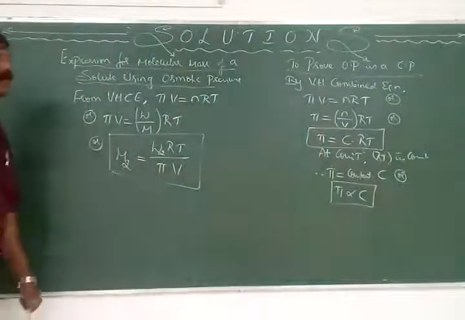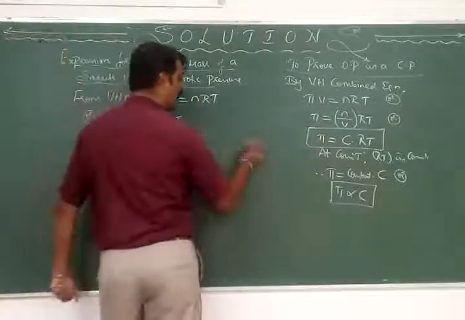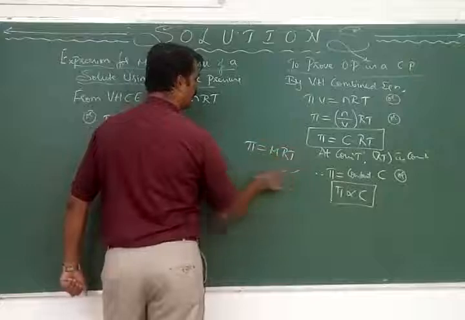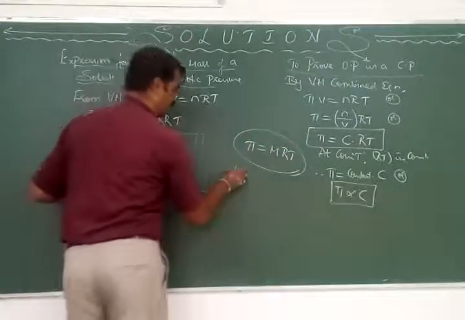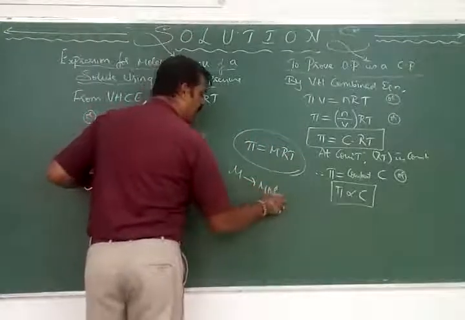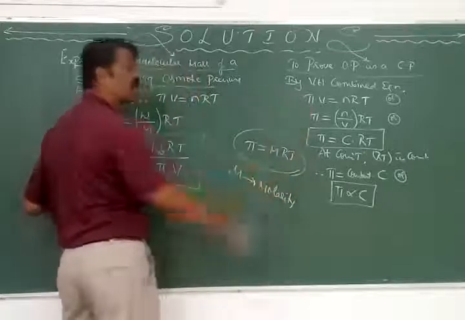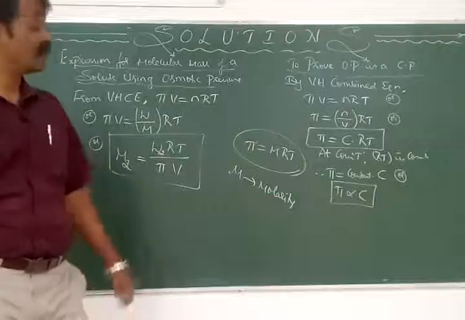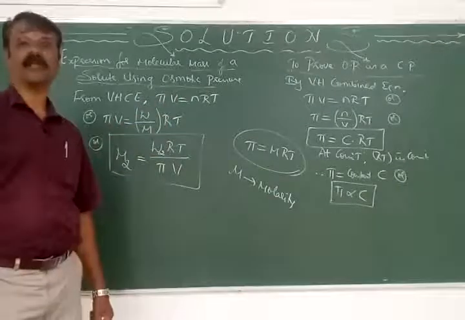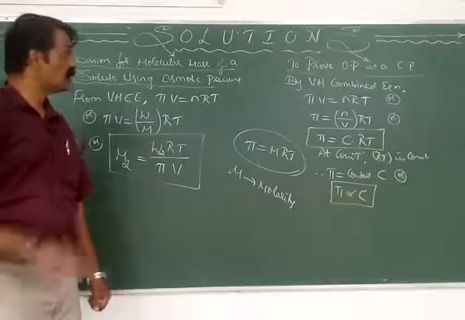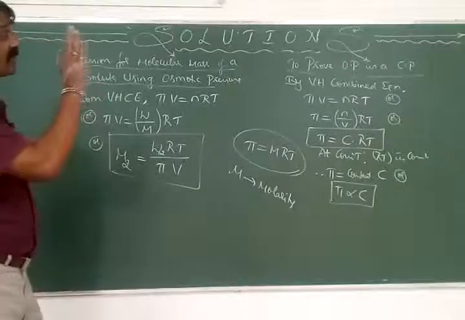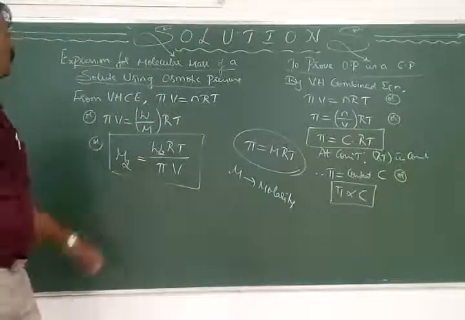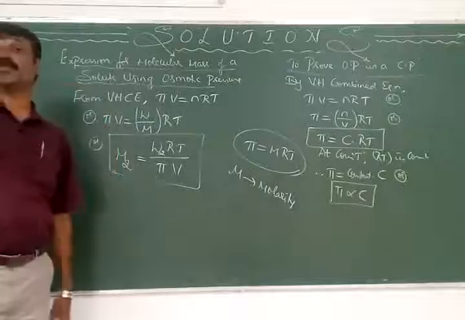Okay. And another important term that you have to know is this one. Pi is equal to what? CRT. Sometimes it can also be mentioned as MRT, where M is called molarity. In general, C is called what? Concentration. Instead of concentration, if it is number of moles per dm cube, it is called what? Molarity. Okay. So that is about proving osmotic pressure as an example for a what property? Colligative property, and also the expression for the molecular mass.